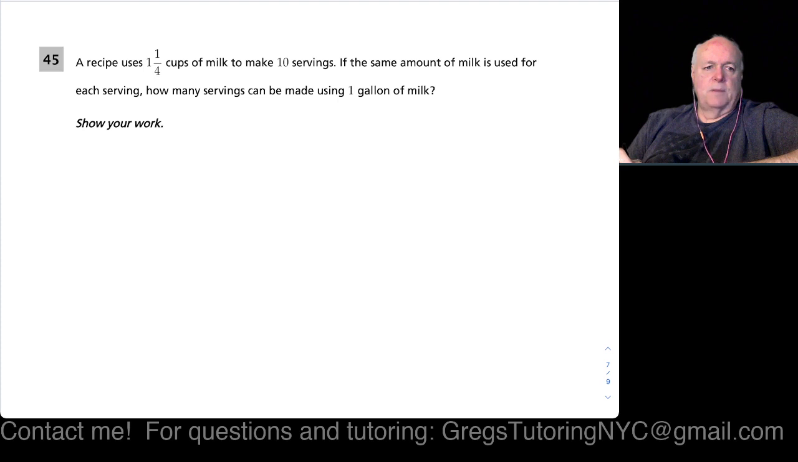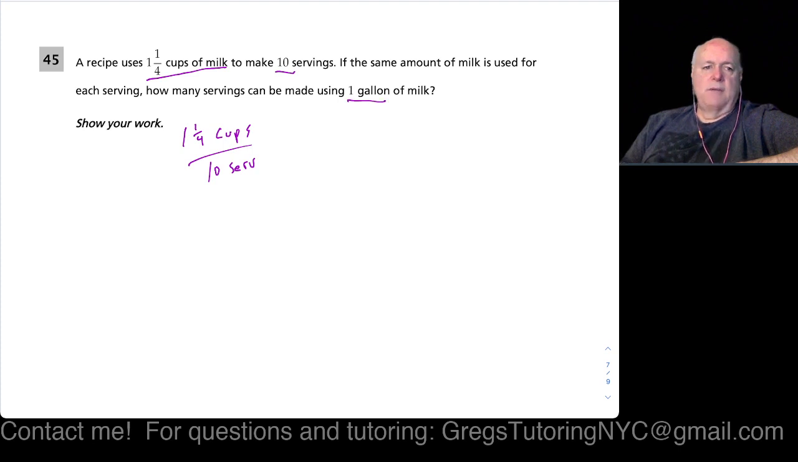A recipe uses 1 1/4 cups of milk to make 10 servings. That to me already leaps out as a ratio. 1 1/4 cups is to 10 servings. So I'll just put 10 serve. If the same amount of milk is used for each serving, how many servings can be made for 1 gallon?